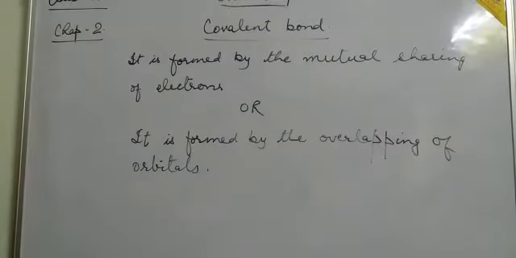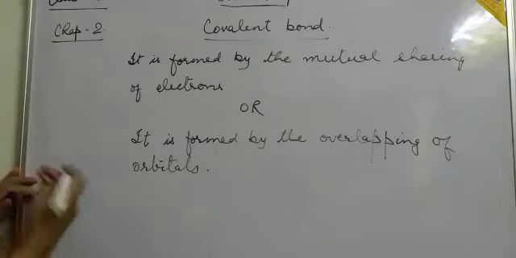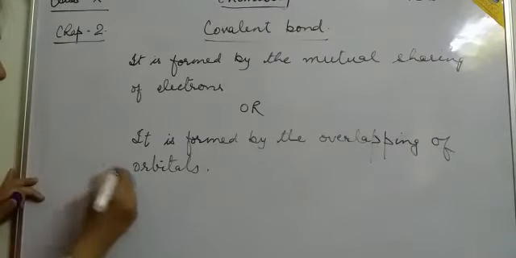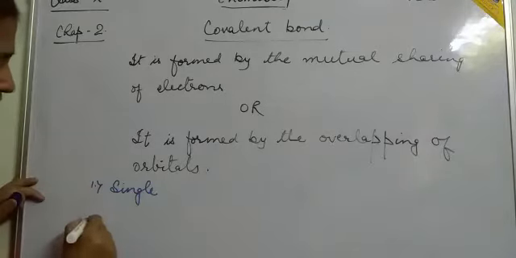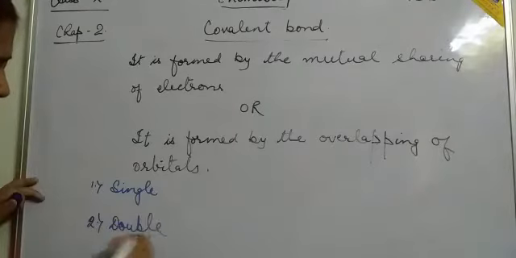This bond is basically formed by the sharing of electrons. There are three types of covalent bonds: single, double and triple bond.